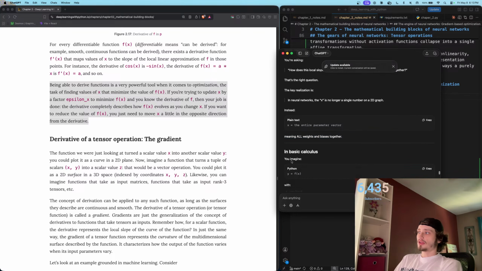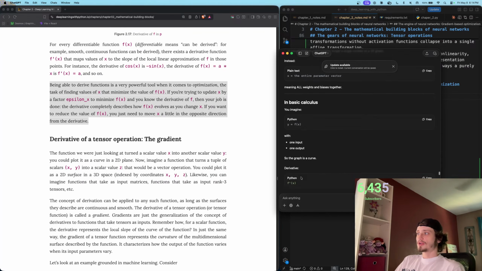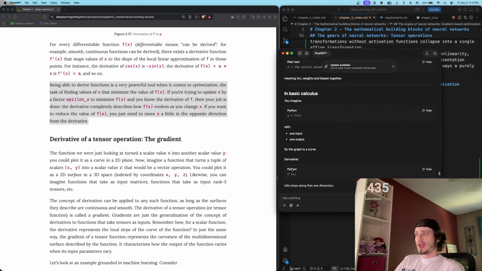In basic calculus, you imagine y equals f of x, with one input and one output. That's exactly what I was visualizing. So the graph is a curve. The derivative, f prime of x, tells us the slope along that one dimension.